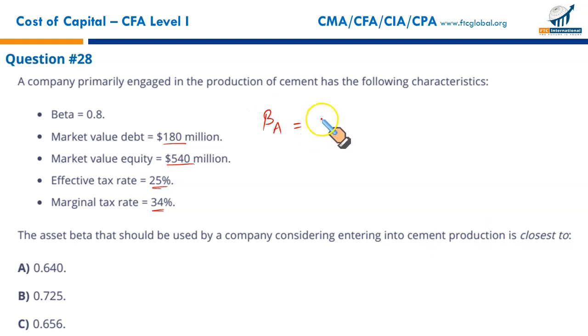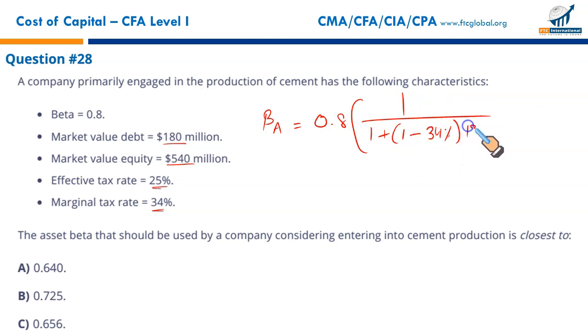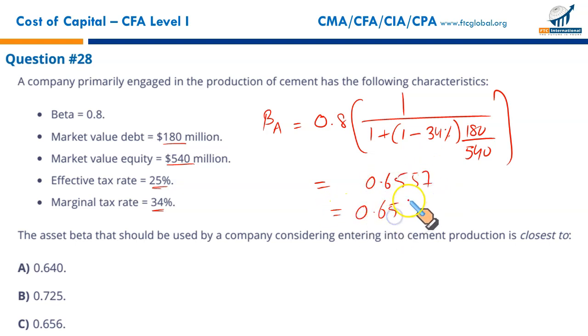Asset beta or unlevered beta is equal to beta for this firm times 1 upon 1 plus (1 minus marginal tax rate) times debt 180 upon equity 540, and you just need to simplify this. 180 divided by 540 times 0.66 plus 1, reciprocal, multiplied by 0.8 gives you 0.6557, that is approximately 0.656. That makes C the correct option.